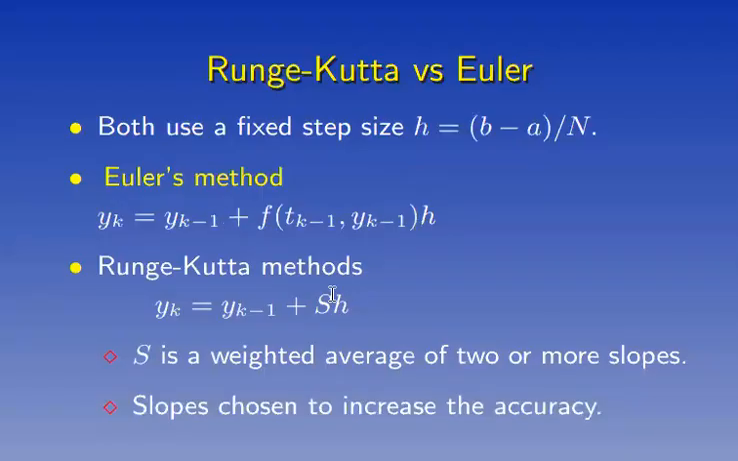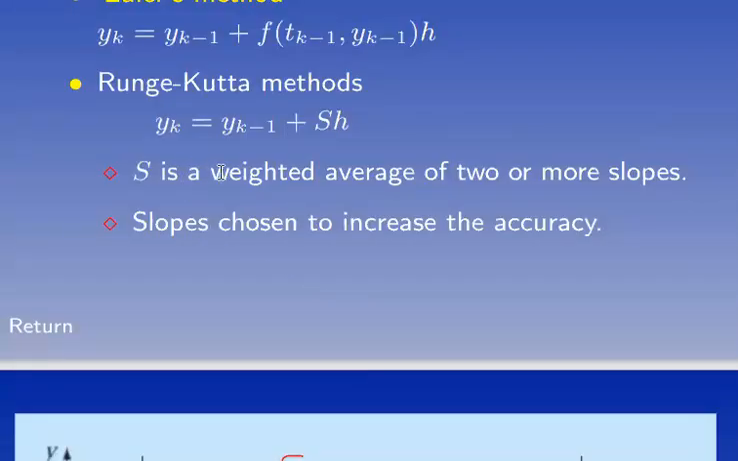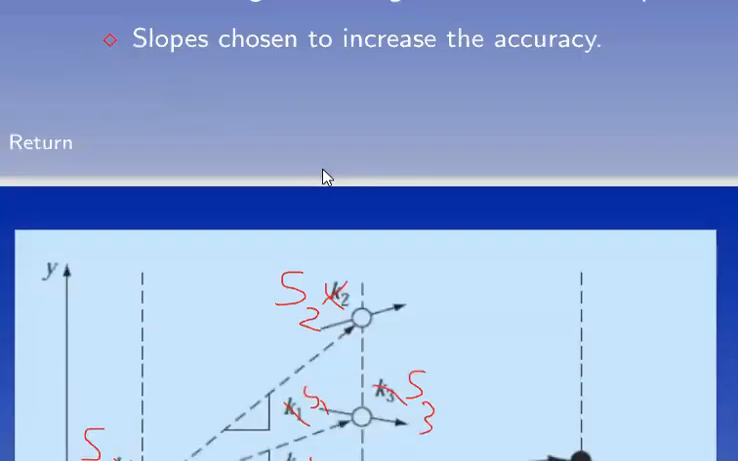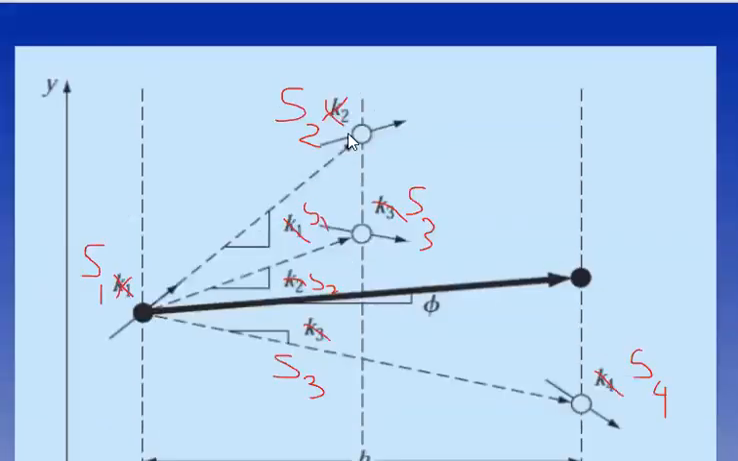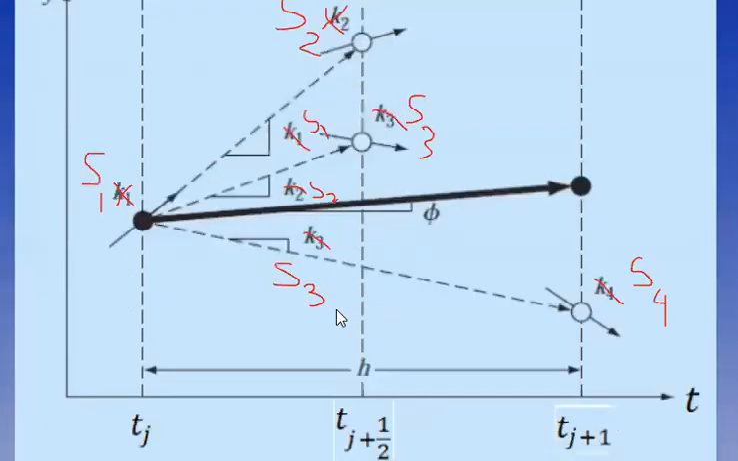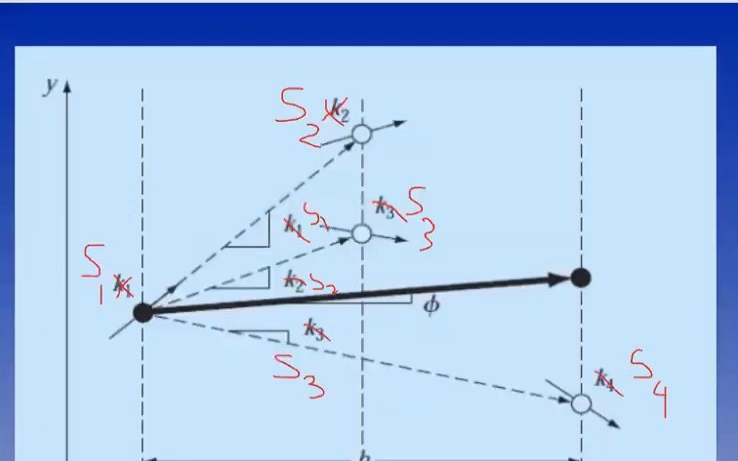This is the Euler. Here we go. S is a weighted average of two or more slopes. You can add many slopes. In second order Runge-Kutta method, they use only two slopes. In fourth order, you use four slopes in different places, at different points. This is the fourth order Runge-Kutta, right?